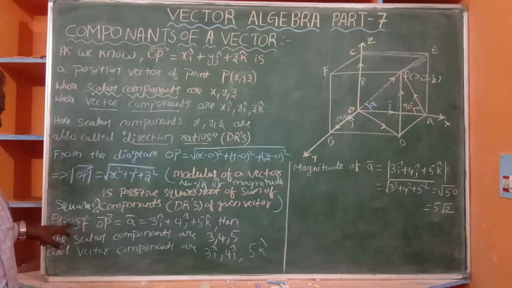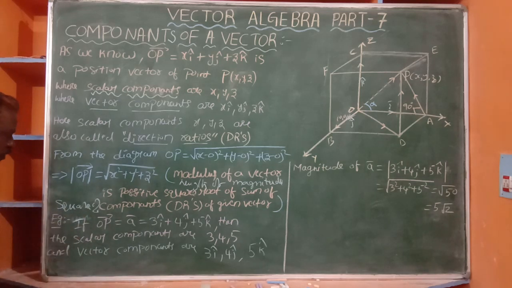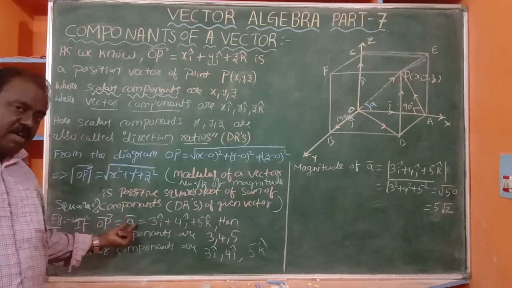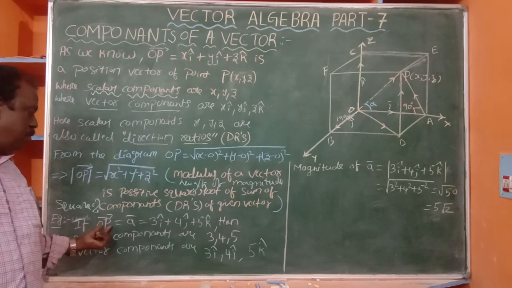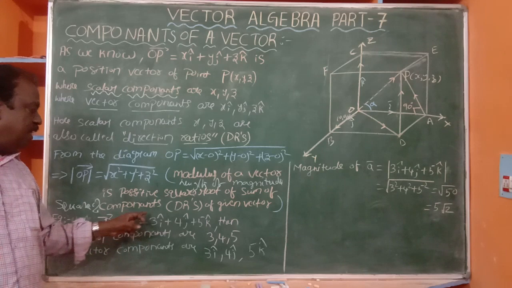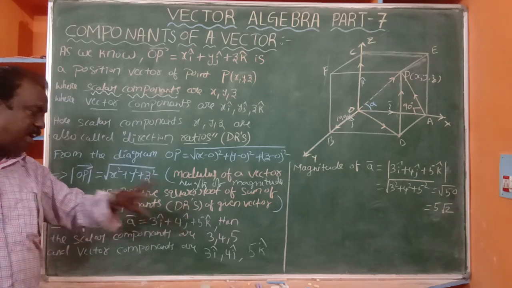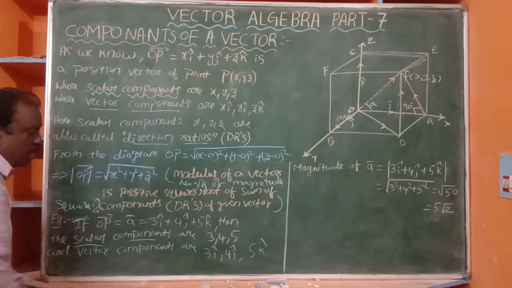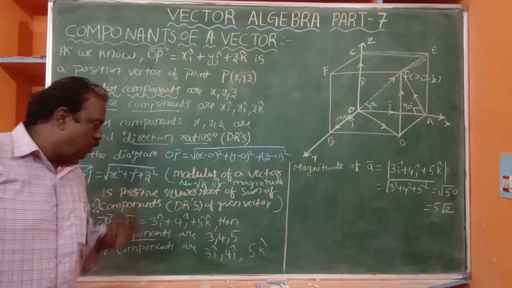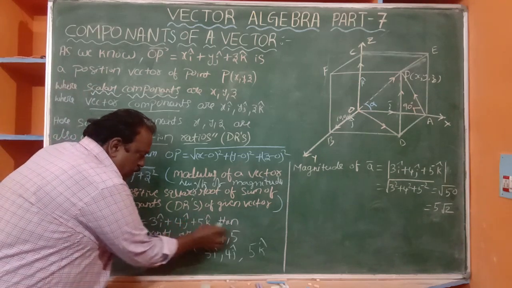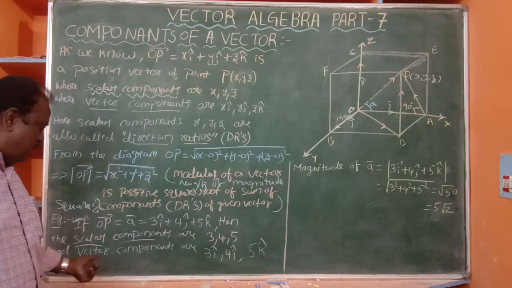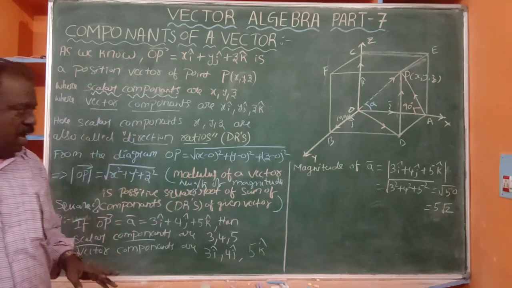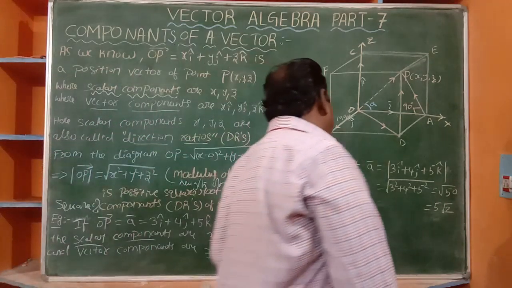You see one example. If OP bar is equal to, simply we take R bar or otherwise A bar or L bar, like that, a single letter. OP bar or otherwise A bar is a given vector: 3i cap plus 4j cap plus 5k cap. For this vector, what are the scalar components? Scalar components are 3, 4, 5. Okay? And what are the vector components? 3i plus 4j and 5k. Okay? And what is the magnitude of vector A bar?